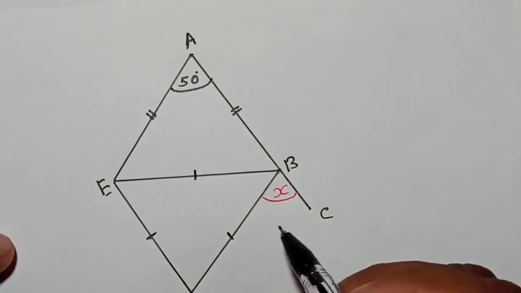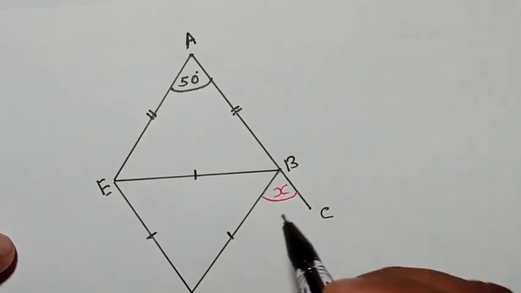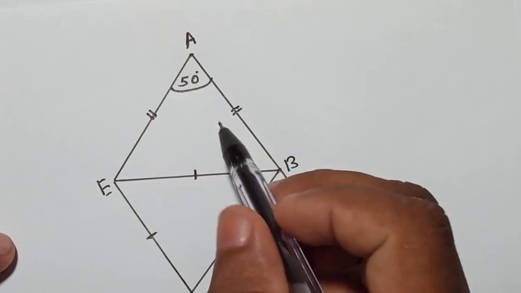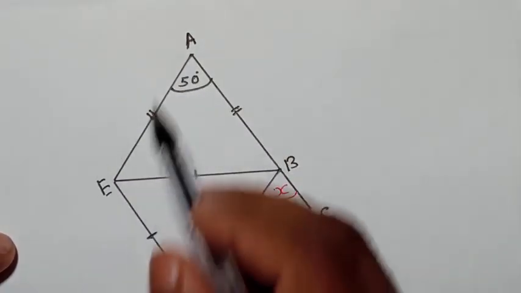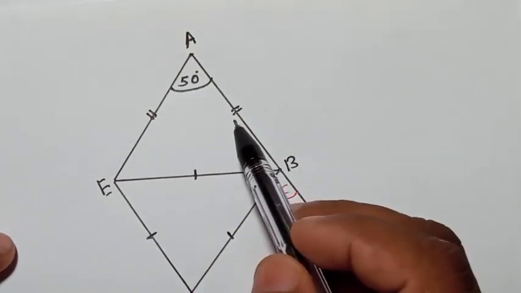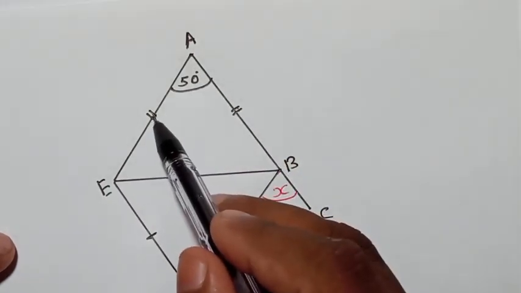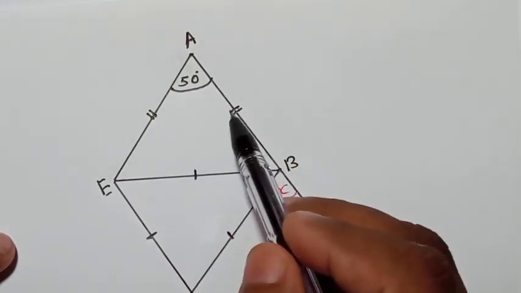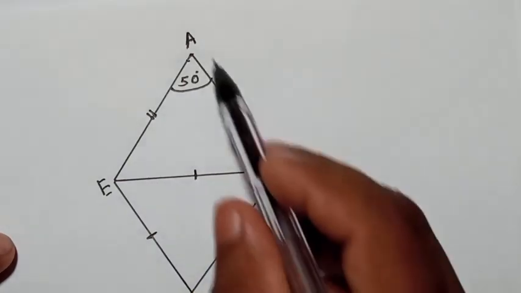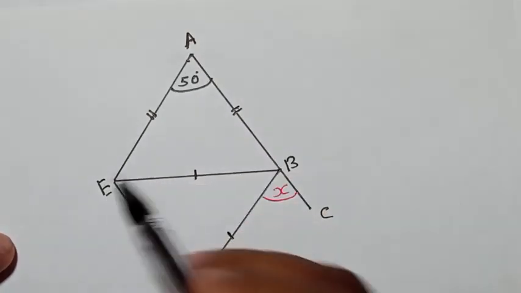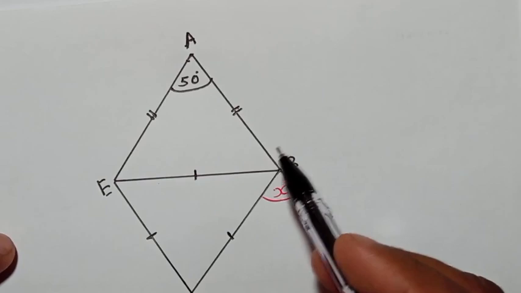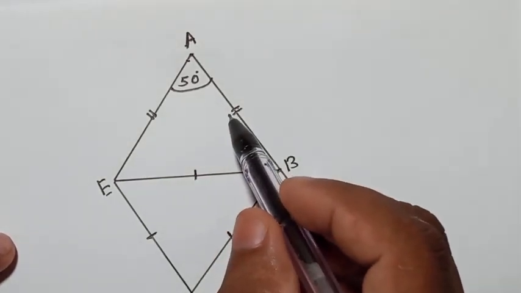Here we need to find the value of x, right? Now this is an easy one actually. Look here. This triangle ABE is an isosceles triangle. You can see this side equals this side. They put this double line like this, and here also, that indicates this line AB equals AE.